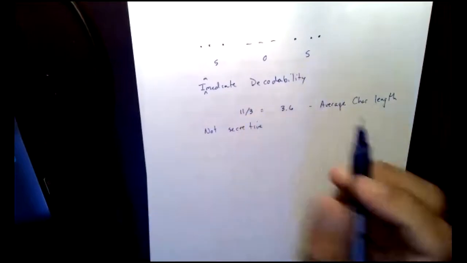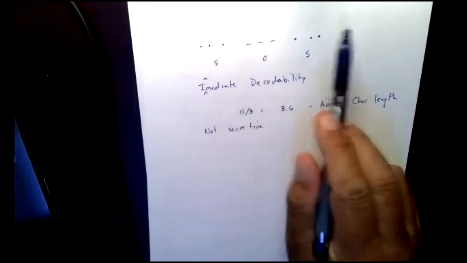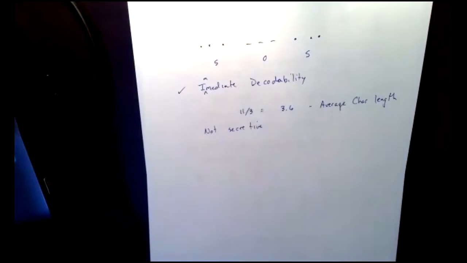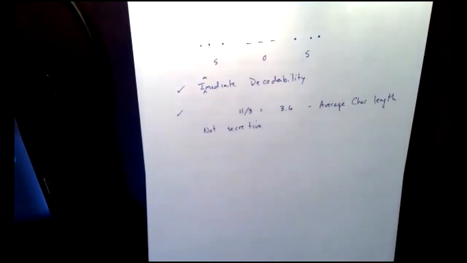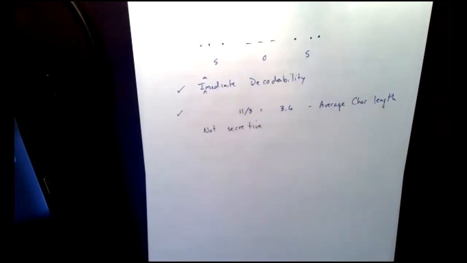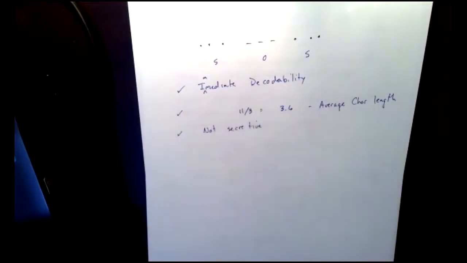So what we're going to do today is we're going to come up with a way to make a code that is immediately decodable, boom, that has a really low average character length. You know, and SOS just happens to be 3.6 to display that message. And we want to look at something that is actually secretive so that you need to know the code in order to be able to do the decoding of whatever the message is.